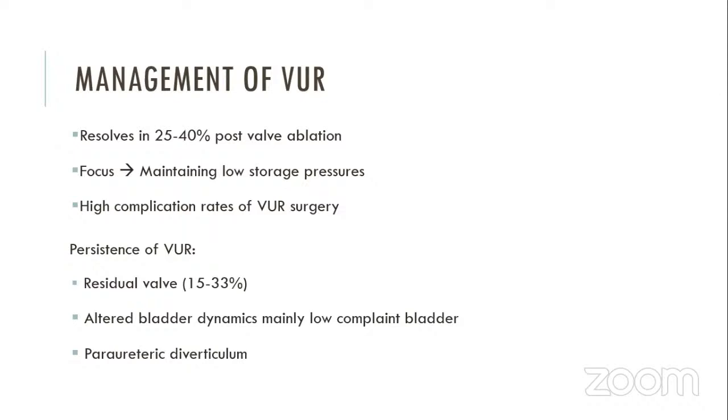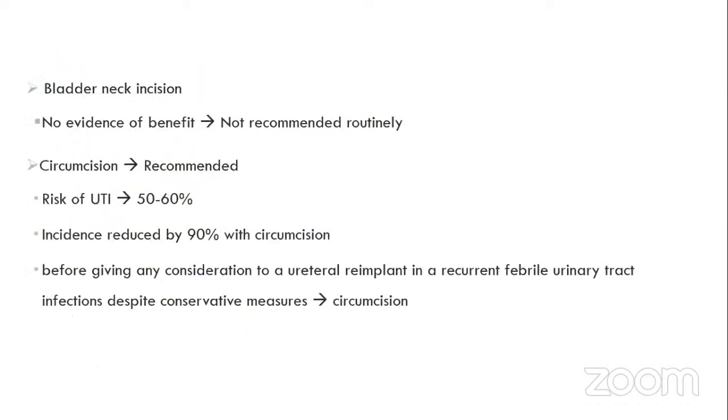Bladder neck incision has no evidence of benefit, and circumcision is recommended if the patient has vesicoureteral reflux even after posterior wall fulguration, and 90% of these cases are relieved with circumcision itself. So before giving any consideration for ureteral reimplant in VUR patients with febrile urinary tract infections despite conservative measures, we should go for circumcision.